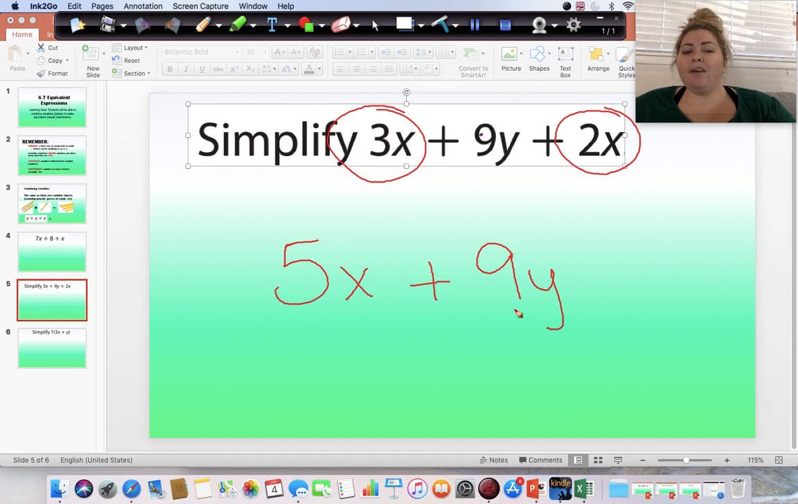9y's. If you need to draw this out, draw your 3x's. Draw your 2x's. How many x's do I have altogether? You can count them. I have 5 x's. But remember, if you've got x's and you've got y's, your y's and your x's cannot be combined together. X's and y's are 2 different letters, so they mean 2 different things.